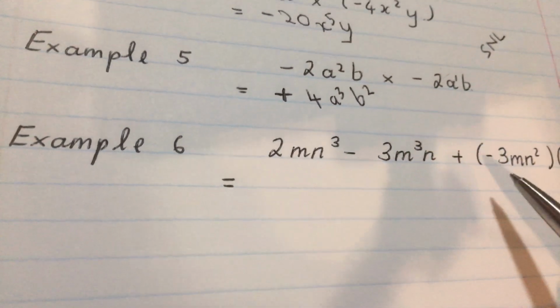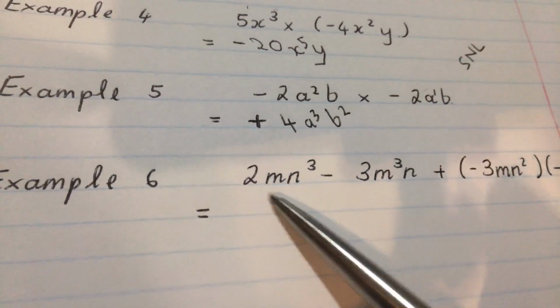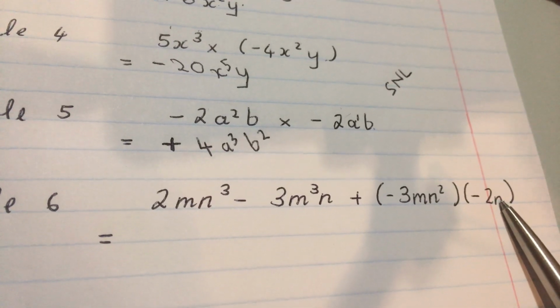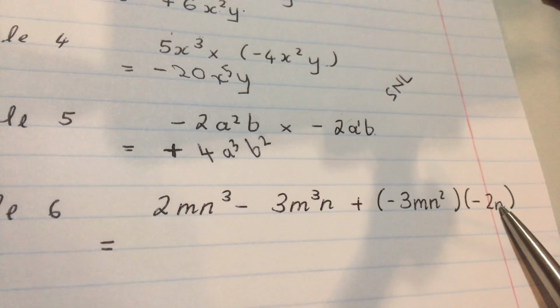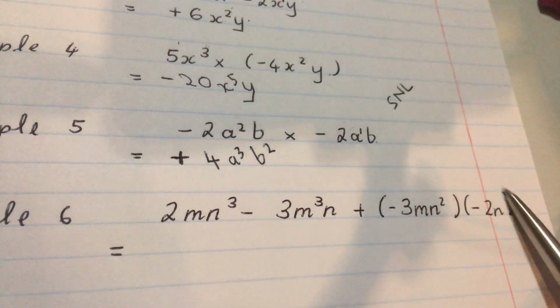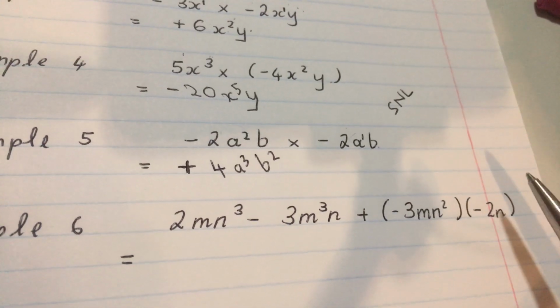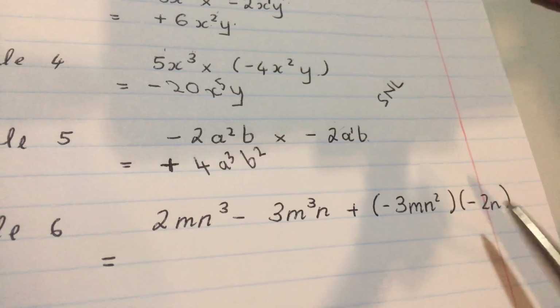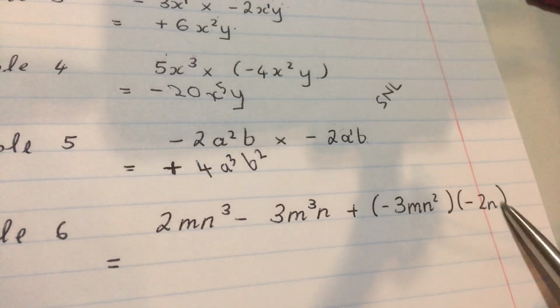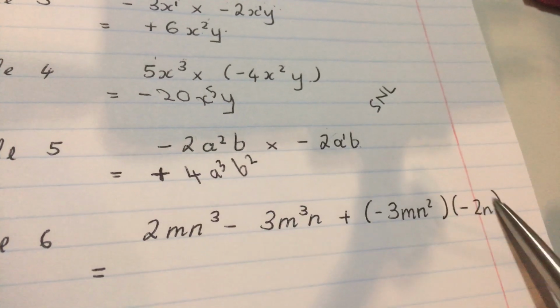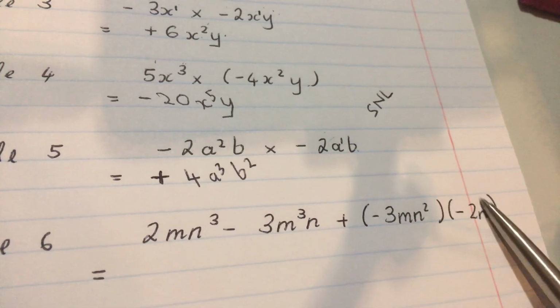Example 6. Let's just recap. How many terms do I have here? 1, 2, 3, 4. I've got 4 terms. But don't forget, this here is multiplying, so I actually have 3 terms because it's one term combined. But if you multiply this, because it's BODMAS, do I do addition and subtraction first, or do I do multiplication first? I have to do multiplication first.